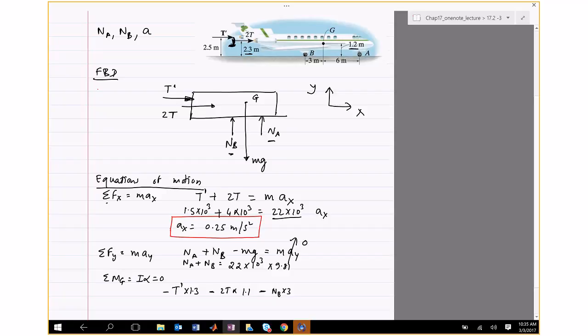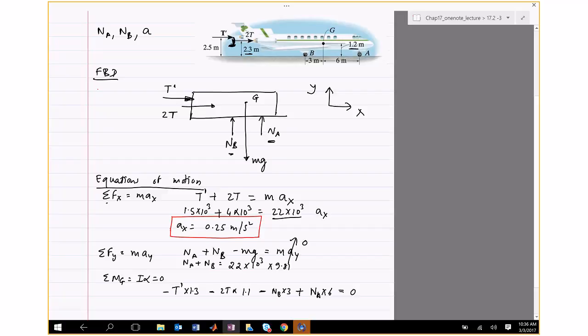And then there's NA, which acts here. The distance from NA to G is 6 meters. So NA times 6. Okay, and what's the sign? It's positive. That's because, again, if you hold the plane at G and look at the effect of the force NA, it tends to move the plane in the counterclockwise direction. Right? This is counterclockwise. So this is positive. And the net moment is 0.